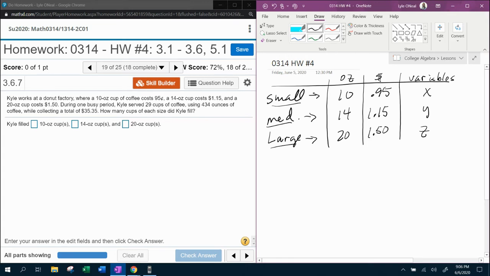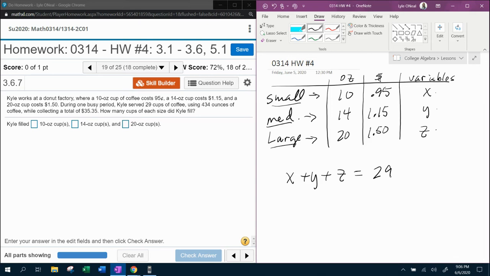Okay, so now that we have the information in a nice organized manner, we're now going to translate this into 3 separate equations based on this one busy period that Kyle talks about. During one busy period, Kyle served how many cups of coffee? 29. X, Y, and Z represent how many cups of each size. So if I say X plus Y plus Z, that would be the total number of cups of coffee, which is 29. Okay, there's one equation done, 2 to go.